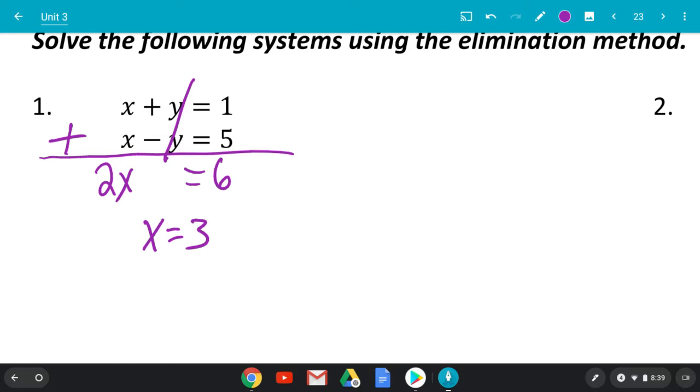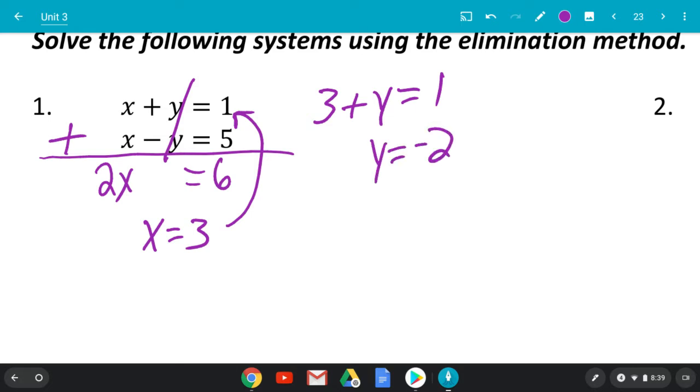Now I plug that back into one of the original equations, and I'll go back into the top one. 3 plus y equals 1. Subtract 3 from both sides, so y equals negative 2. So what's my solution? 3, negative 2. And that is the elimination method.